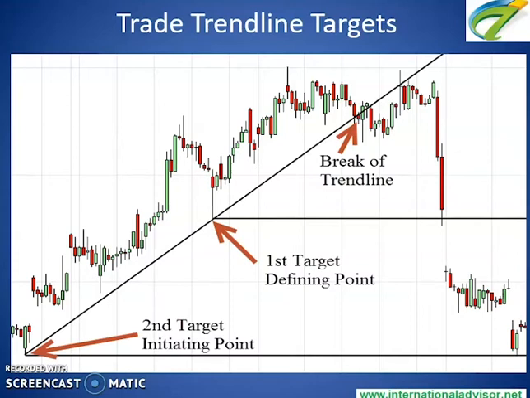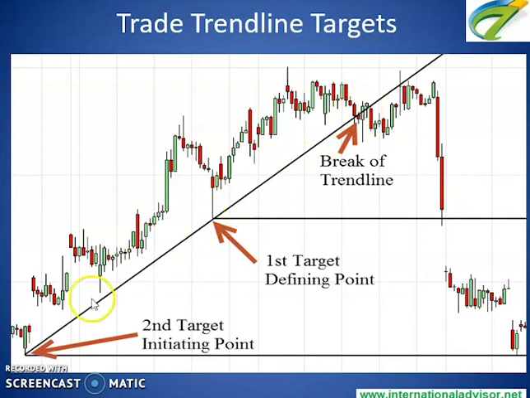Now let's discuss trend line targets. It's very simple and built in. This is the trend line we just discussed. This is the initiating point, and this is the confirming point.